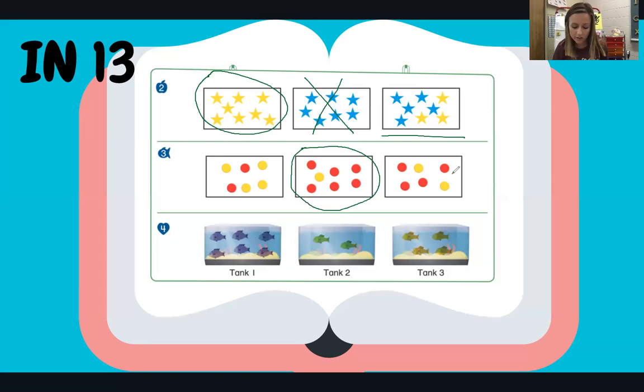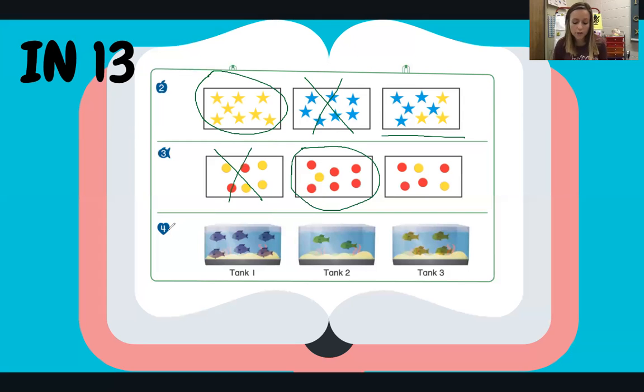Next, it says, draw an X on the group that has the least red counters. That means the smallest of all. Go ahead and do it. You should have marked an X on this first one. 2 is smaller than 6. 2 is also smaller than 4. Let's move on to the very last question, number 4 with the heart.